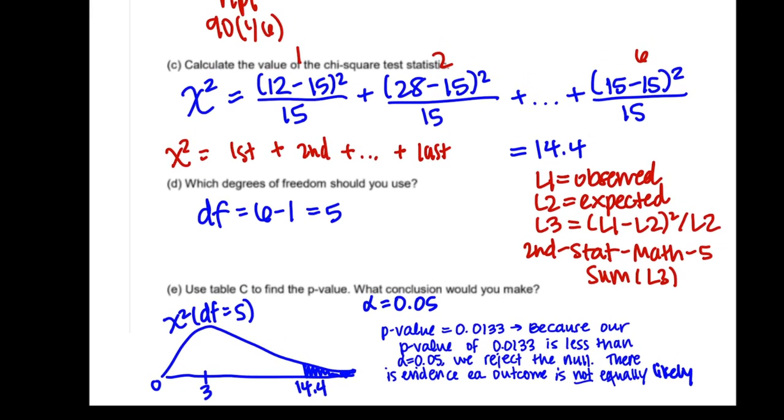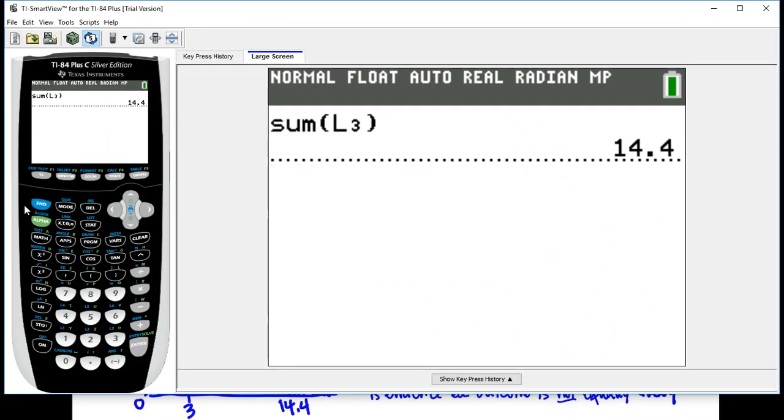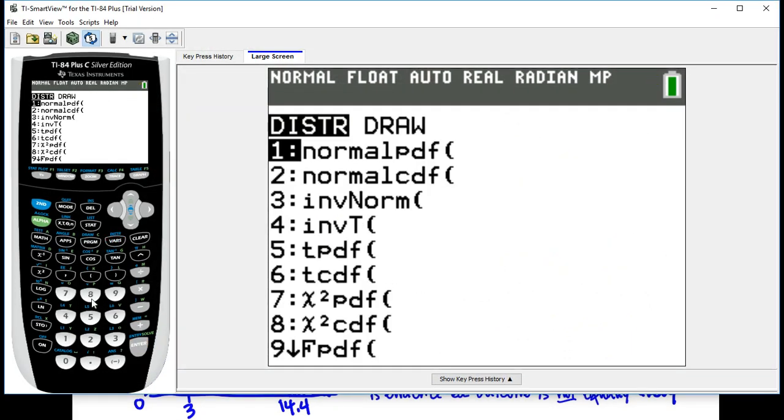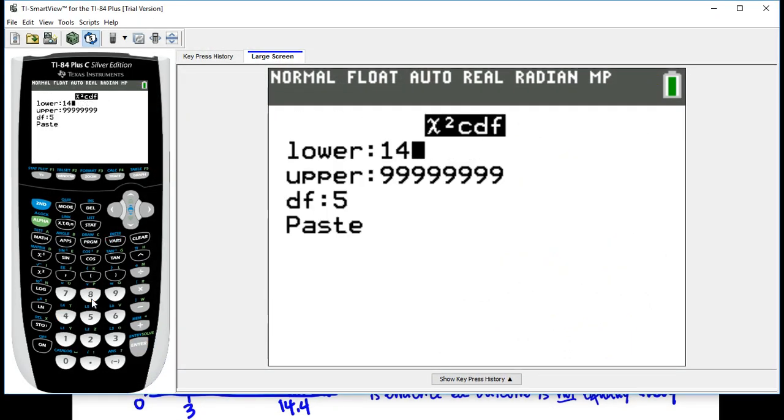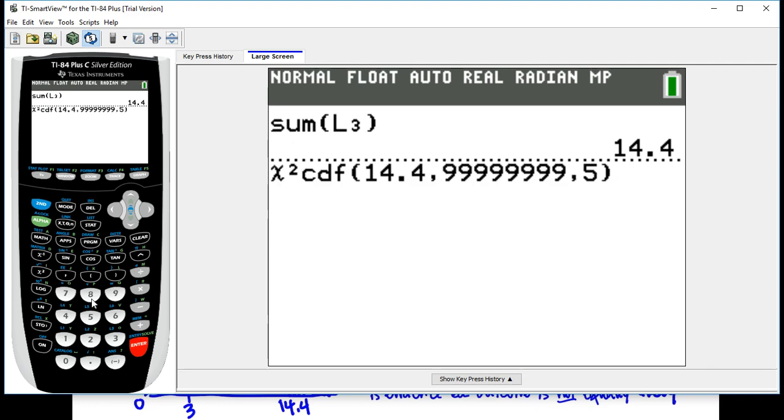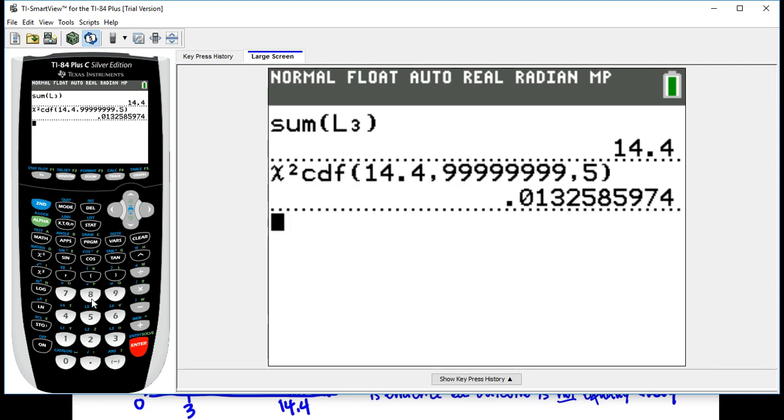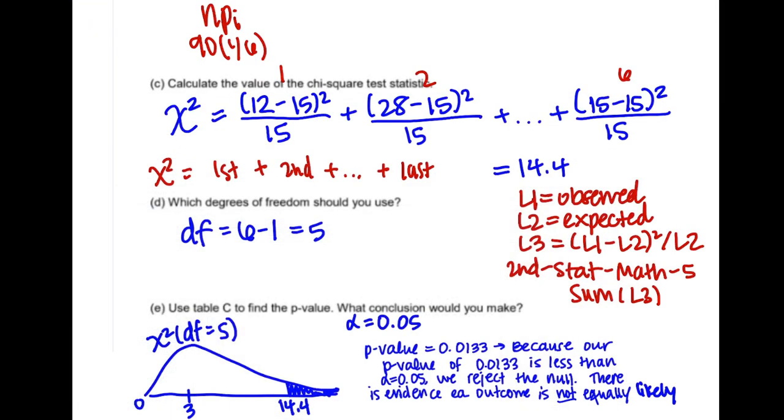All right. So with that, I got the chi-squared CDF, so second vars, number 8 here. I can put in my 14.4. Upper is always 9 E 99. DF is categories minus 1. There were 6 categories, so 5, and I got 0.0133 like I had written down.